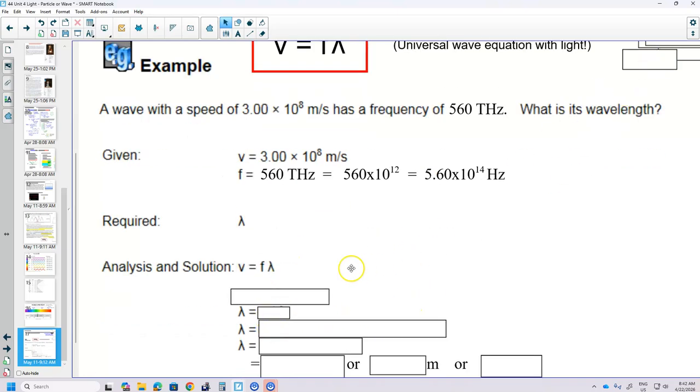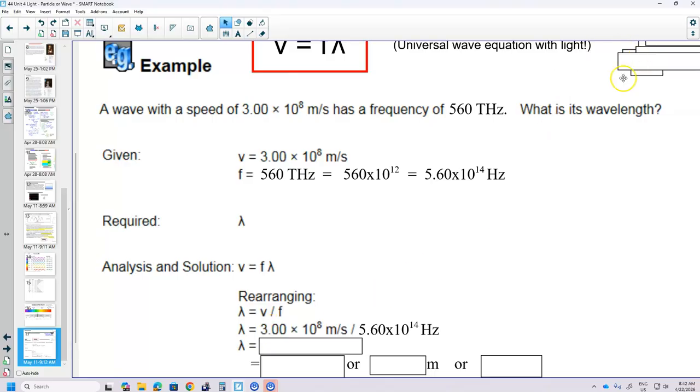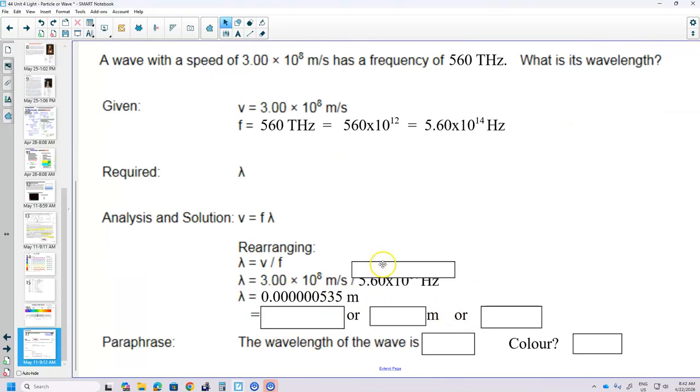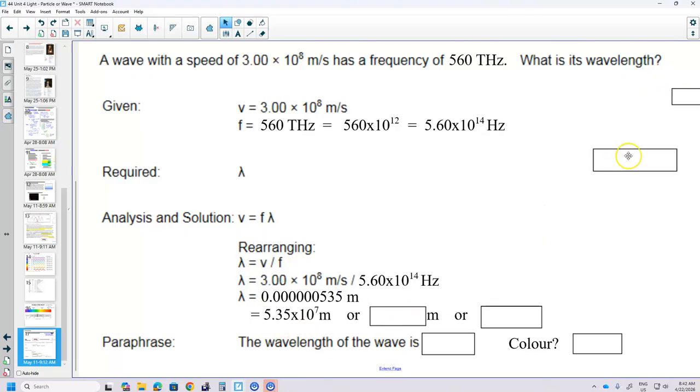Numbers just go in, right? Just plug them into v equals f lambda and rearrange if necessary, or plug them in and then rearrange, or rearrange, then plug them in. Either way is fine. My preference is always to put the numbers in and then do the algebra afterwards, but it doesn't really matter.